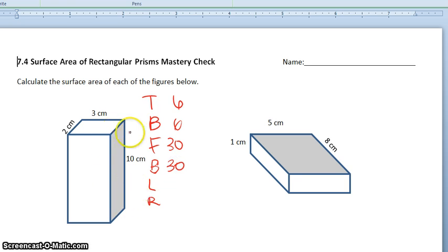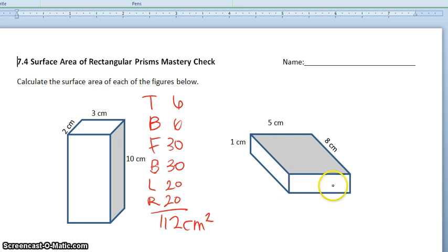And then the left side, I've got a height of 10, and this distance you can see is the same as this distance. So that's 10 by 2, which is 20. And to find the total surface area, I just add those all together. So I've got 30 plus 30 plus 20 plus 20. So that gives me 100 plus 6 and 6 is 112 square centimeters.